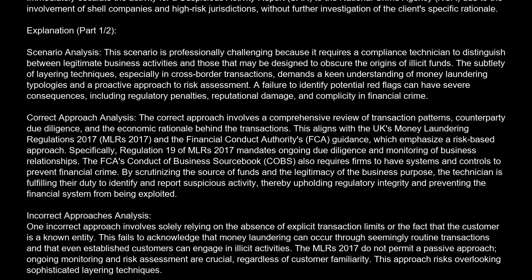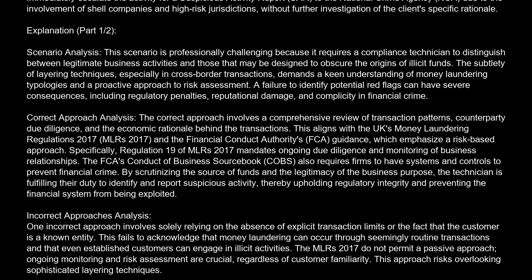Correct approach analysis. The correct approach involves a comprehensive review of transaction patterns, counterparty due diligence, and the economic rationale behind the transactions. This aligns with the UK's Money Laundering Regulations 2017, MLR 2017, and the Financial Conduct Authority's (FCA) guidance, which emphasize a risk-based approach.